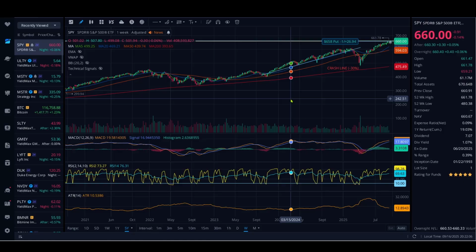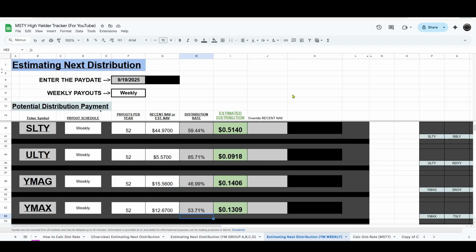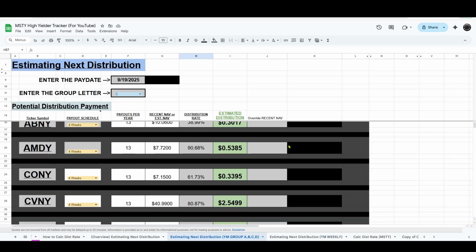And I appreciate everybody for sticking around, and we'll see also if my estimated distributions here are even close or not. So we'll see how close or how far away I actually am.